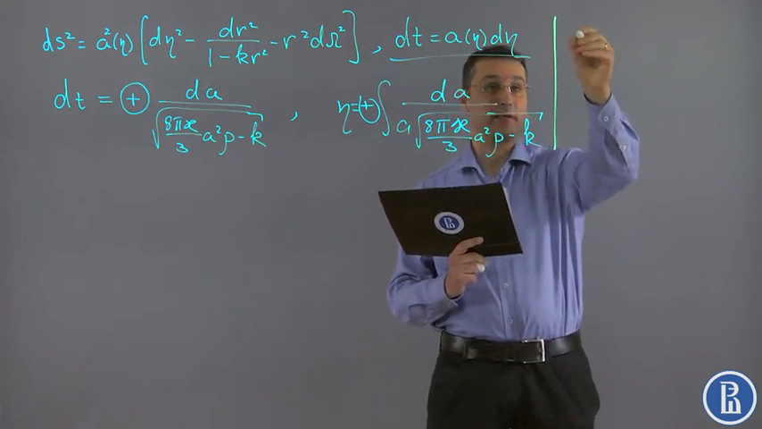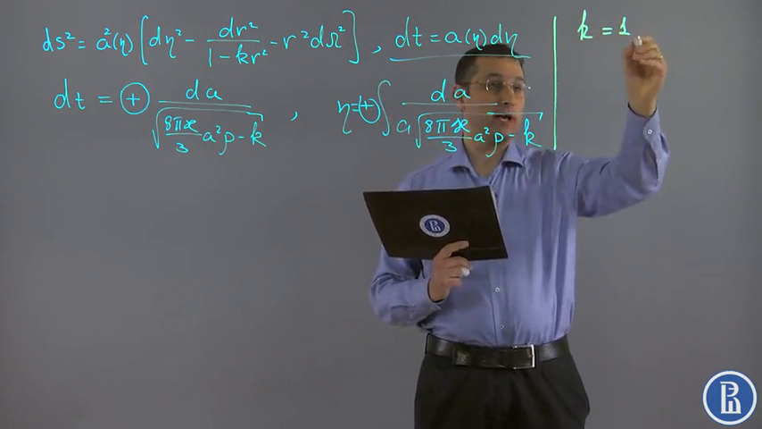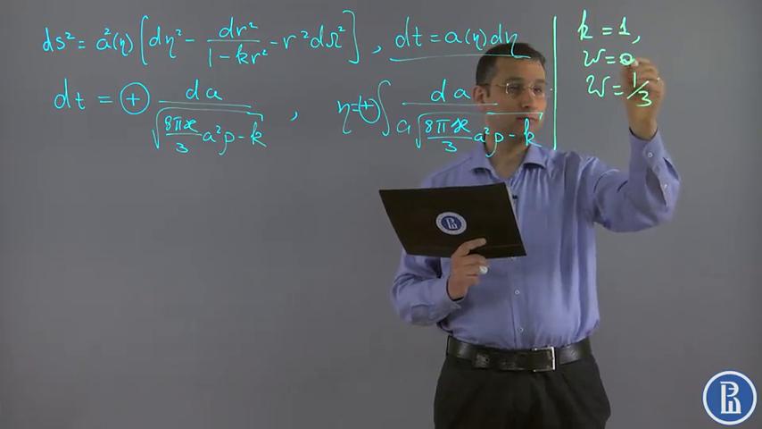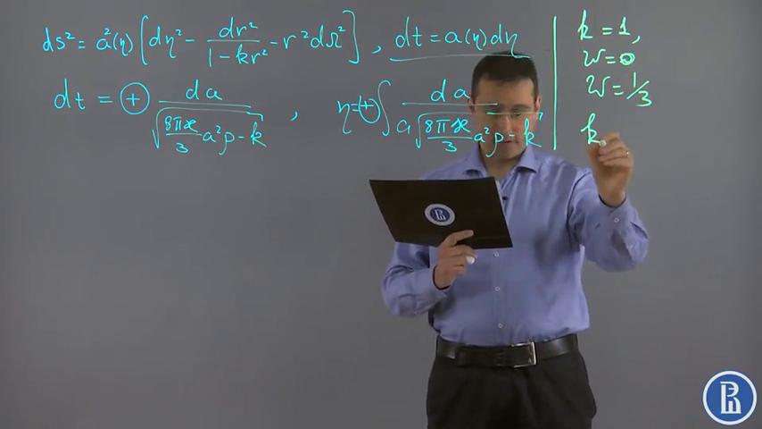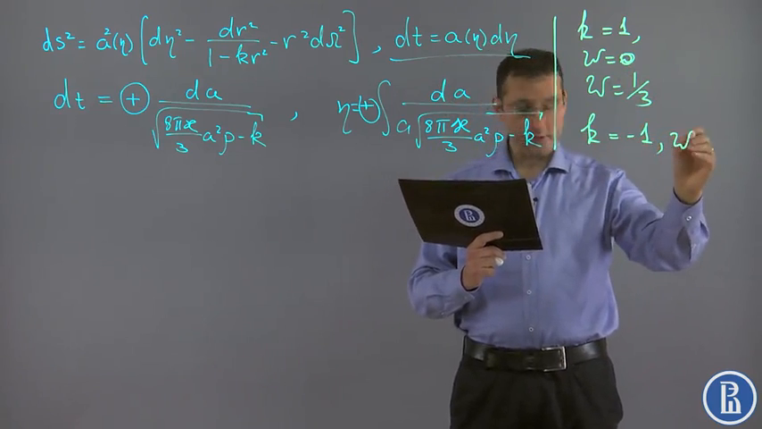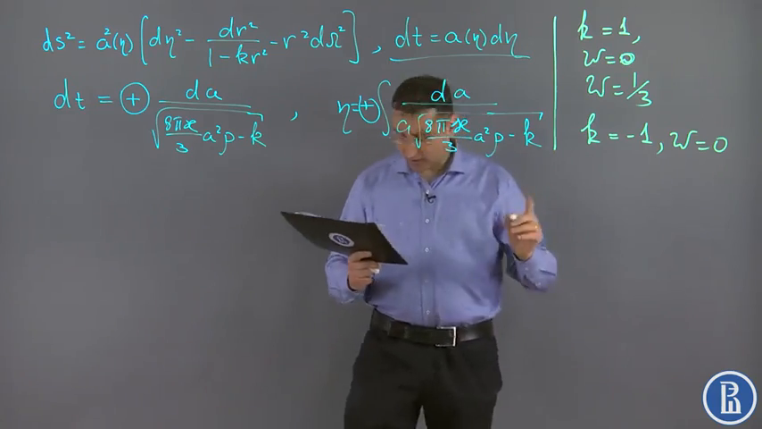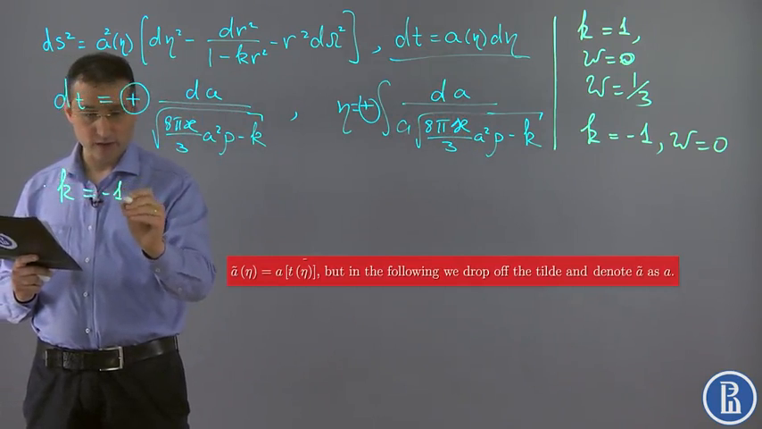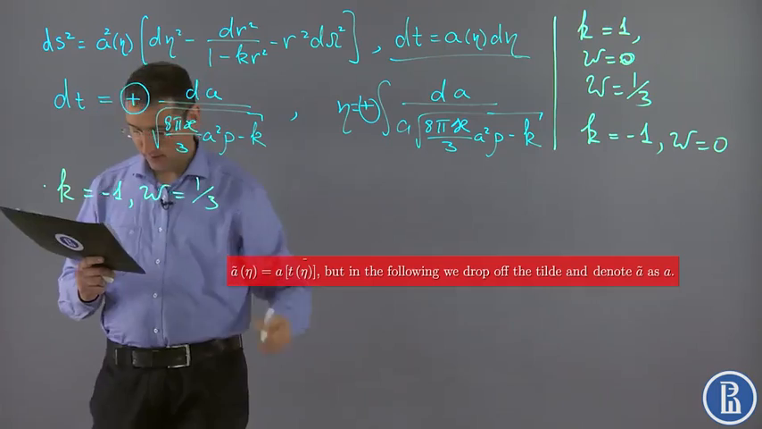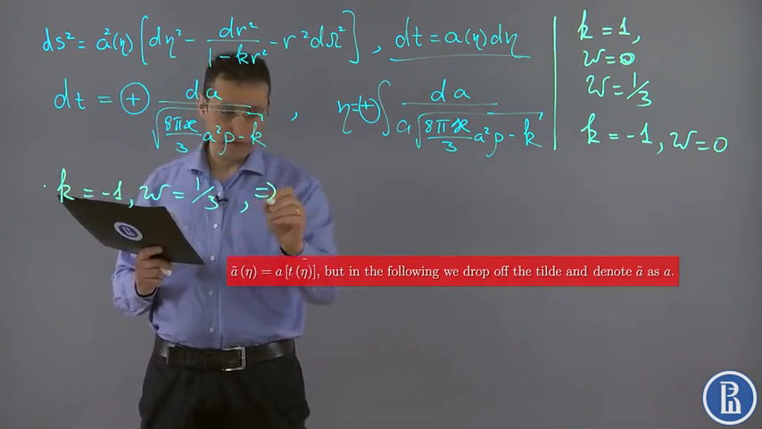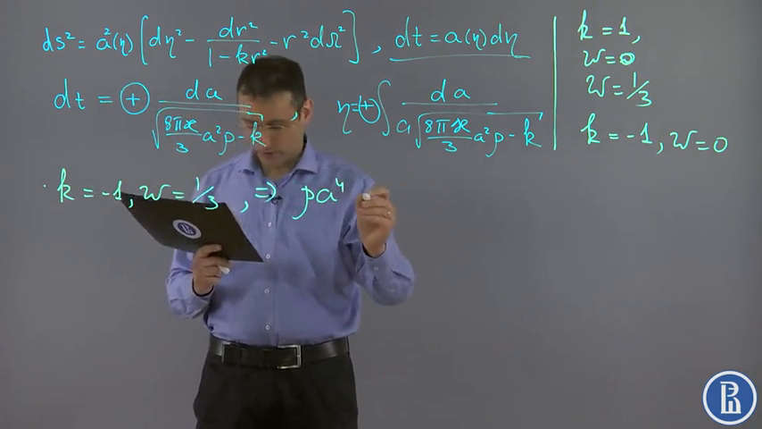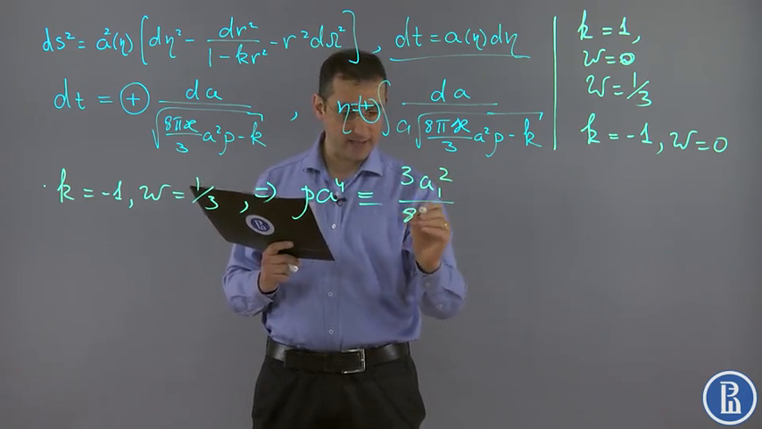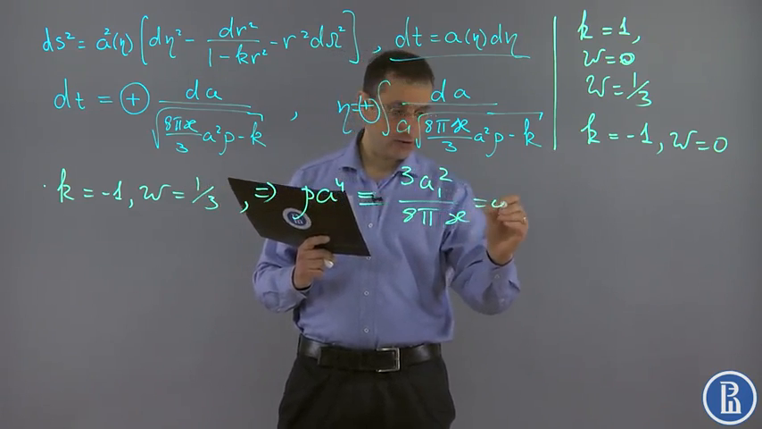We already discussed the case of k equal to 1 and both omega equal to 0 and omega equal to 1/3. And we already discussed the case of k equal to -1 and omega equal to 0. We continue our discussion with the case of k equal to -1 and omega equal to 1/3. In this case, we encounter that rho times a^4 is constant. We define this constant to be 3a1 squared over 8 pi kappa equal to constant.